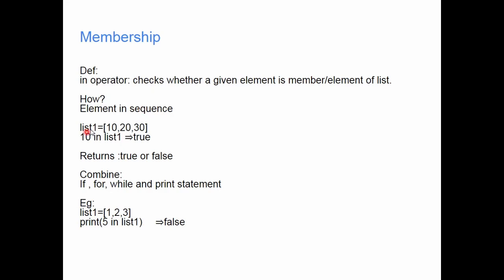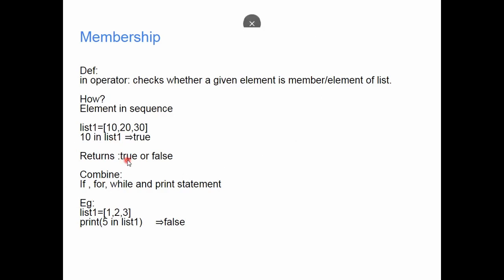Suppose here we have list 1 that I have created with the elements 10, 20 and 30. Now I'm going to check whether 10 is an element of list 1. For that, following this method, we write the element 10, then the in keyword, then the sequence, which is the list name, list 1. It is going to return a boolean value, either true or false.